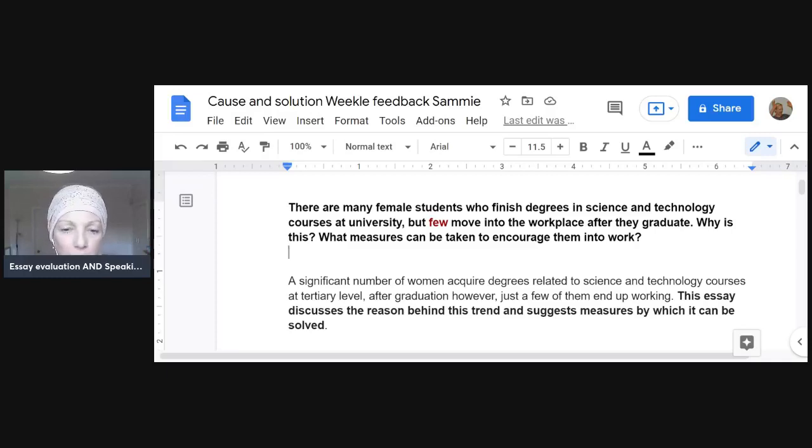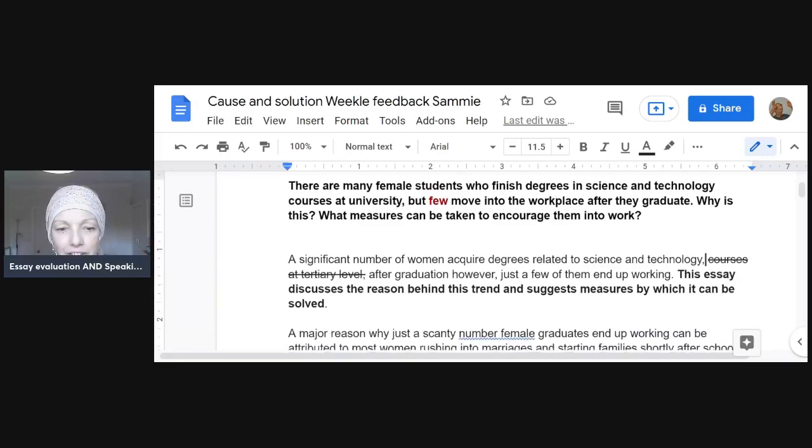So I would say a significant number of women complete formal education at tertiary level in science and technology courses, or I would simply say a significant number, she can keep the word degrees. The biggest myth is that you cannot repeat a word, and you definitely can repeat a word. So I would delete this. She doesn't need to say courses. She doesn't need to say tertiary level because that's included in degrees. Then comma here, good. After graduation, however, just a few of them end up working. Great. Good, good, good. Okay, so far so good.